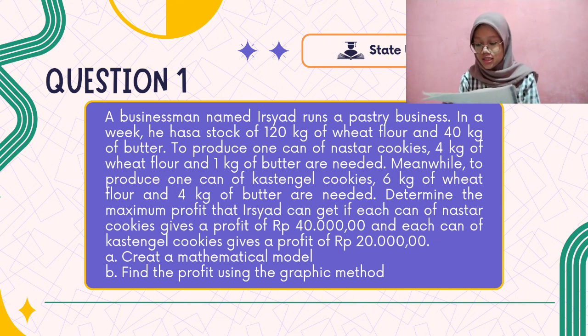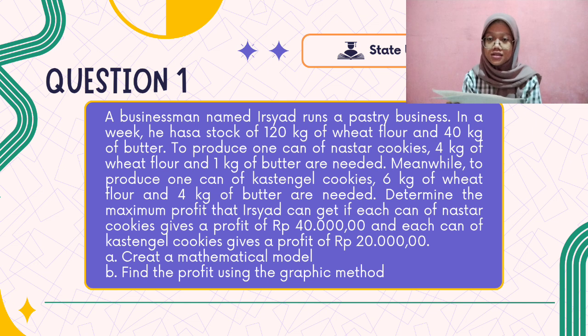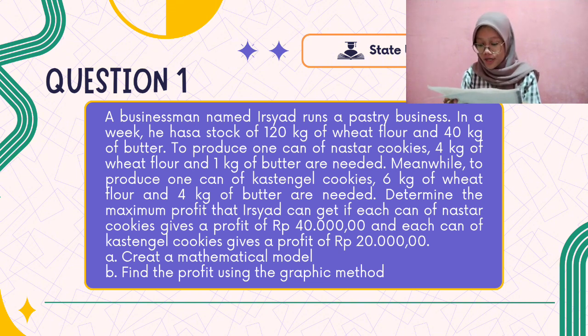Determine the maximum profit that Irsyad can get if each can of nastar cookies gives a profit of 40,000 rupiah and each can of castengel cookies gives a profit of 20,000 rupiah. A. Create a mathematical model. B. Find the profit using the graphic method.